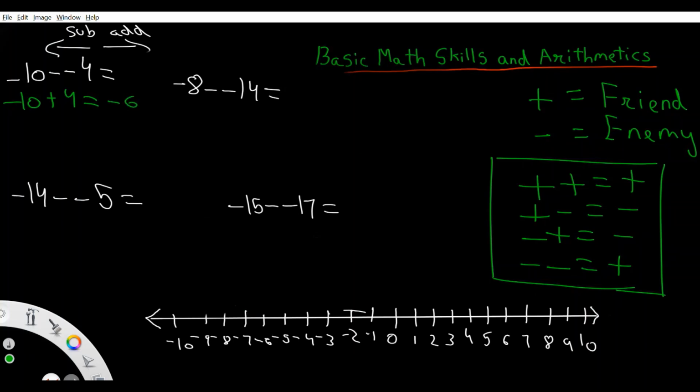Now negative 8 take away negative 14 is the same thing as negative 8 plus 14. Now you can reorder this. This is the same thing as 14 take away 8. And 14 take away 8 is 6.